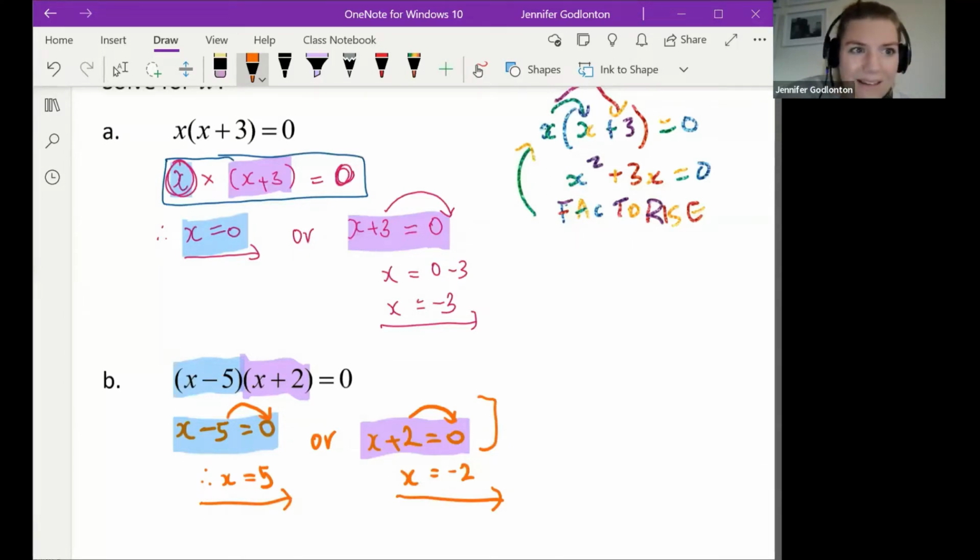Ma'am, I wanted to ask, is this the zero factor law? Yes, exactly. Oh, okay. I was kind of confused. It looked like the same, so I was like, what? No, it's exactly the same. That's what we're using as we're working through this. Okay, thank you, ma'am. Sure.